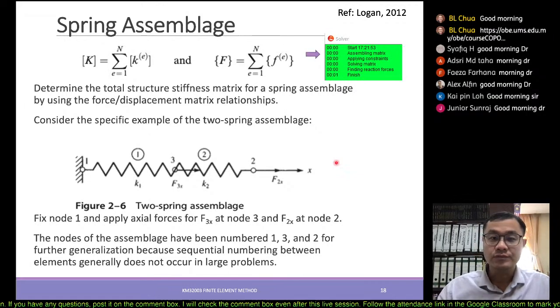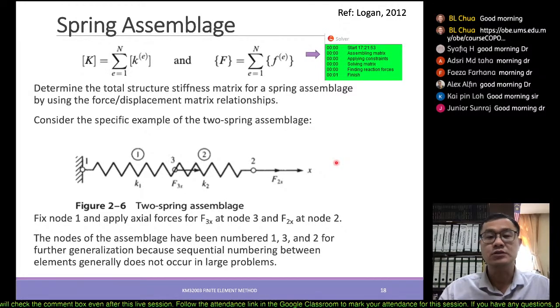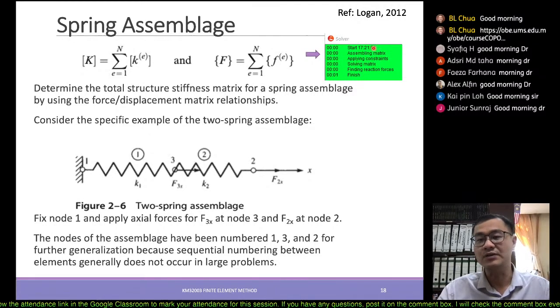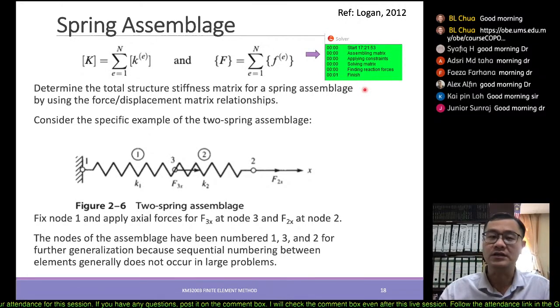Alright, so we will continue from where we stopped last Thursday. Last Thursday we went through the spring stiffness method. We went through what actually happens behind an FEA software, where we define our finite element model. Then the software will start to assemble the matrix, then apply constraints and so on. It's the flow of the finite element method.